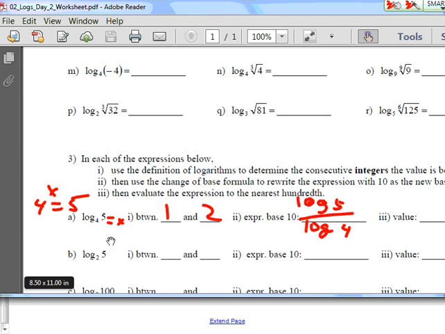Why is that in base 10? Because if there's no number for the base, then it assumes base 10. And then the actual answer, you could type that into your calculator. You can use a calculator for it. So you'd do log 5 divided by log 4 to get that answer.